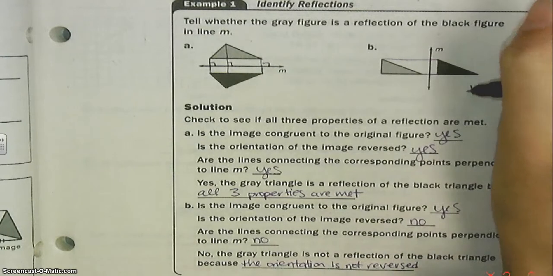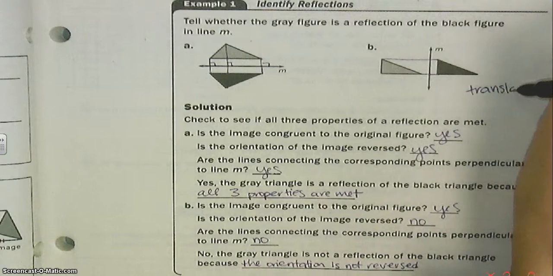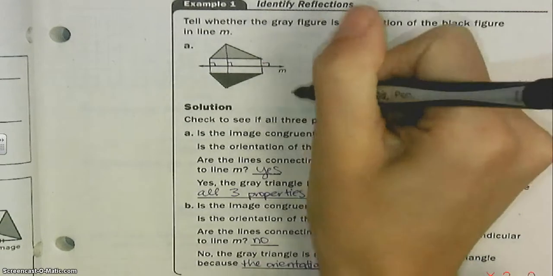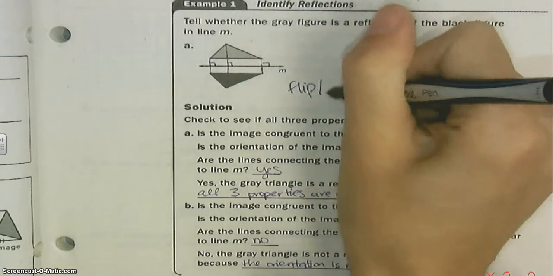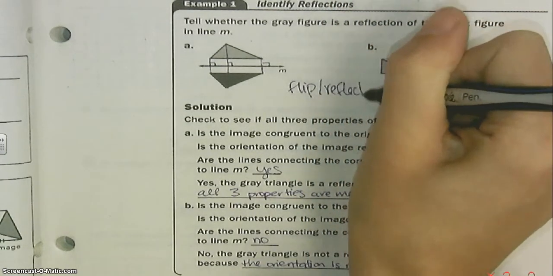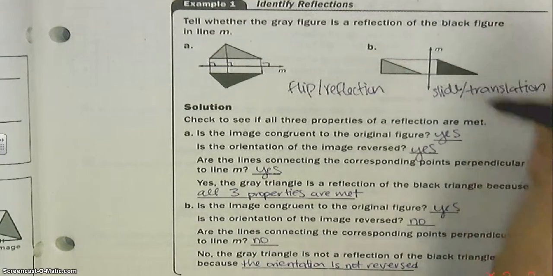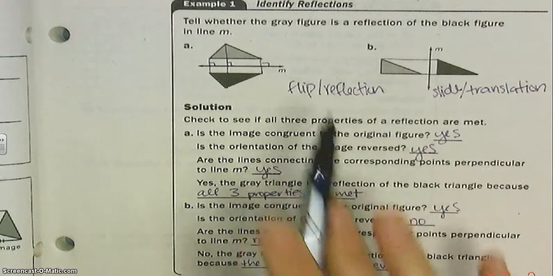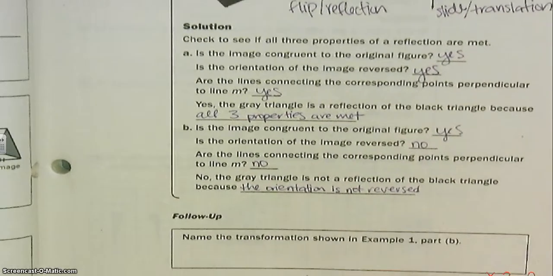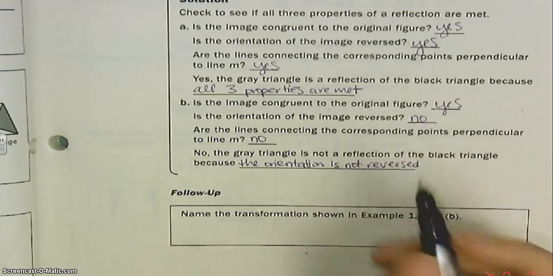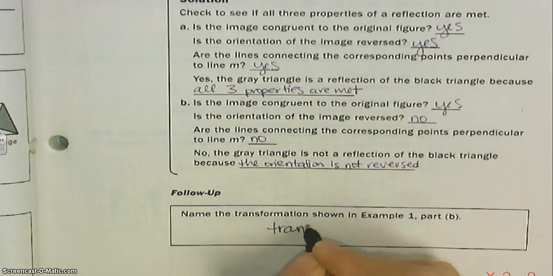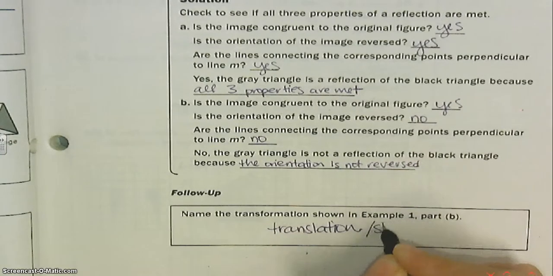This is a translation, which we learned about. It's a slide. So this is a flip, this is a reflection. This is a slide, which is a translation. We were looking for this. Oh, here it is right here. Name the transformation. That was a translation. It was a slide.